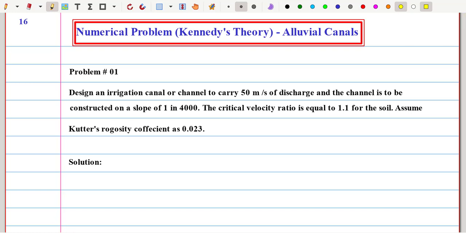So the hydraulic radius is going to be, we already have the formula, right, for hydraulic radius. What is the formula for hydraulic radius? The formula for hydraulic radius is R is equal to cross-sectional area divided by weighted parameter. Area divided by weighted parameter.